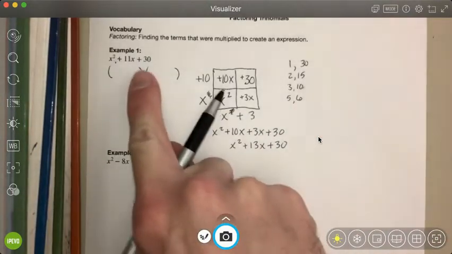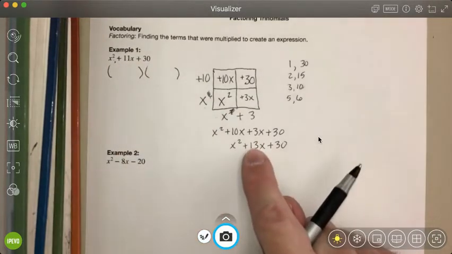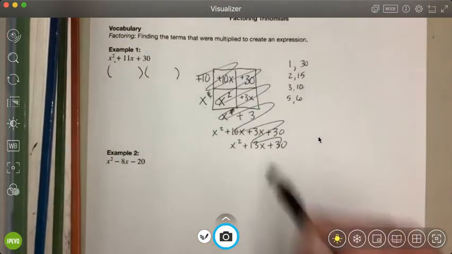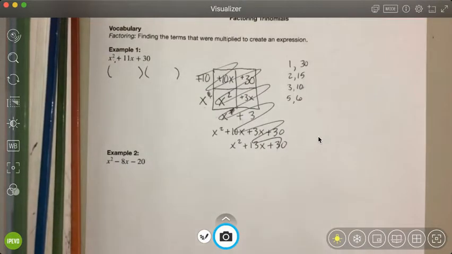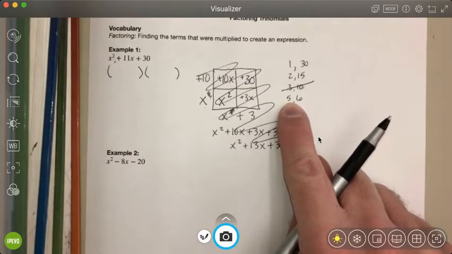It's very close, but I should have gotten 11x, not 13x. So now I know that this is a failed set of factors, and this one can't work. But then I'm starting to look, maybe that 5 and 6 will be better.